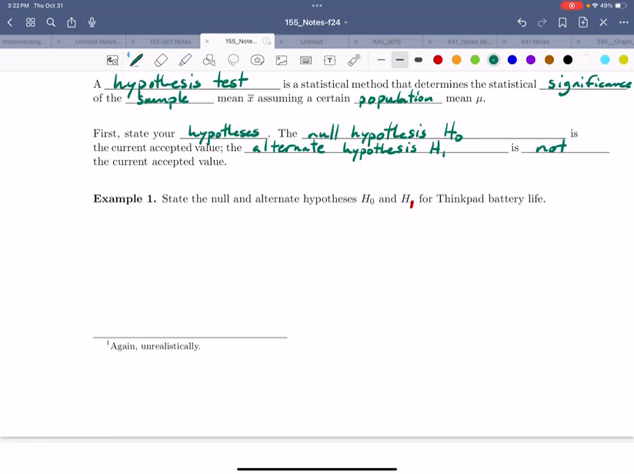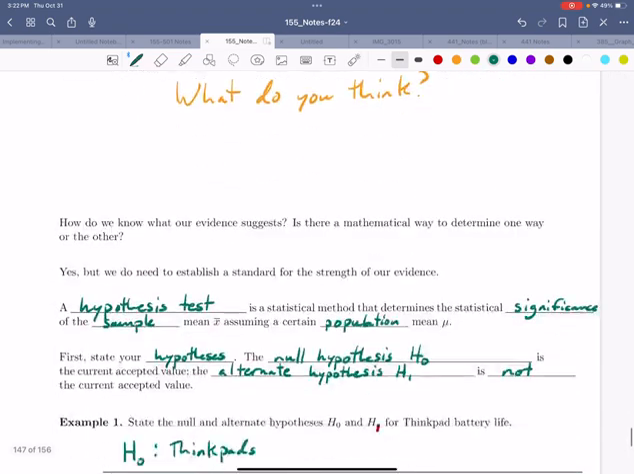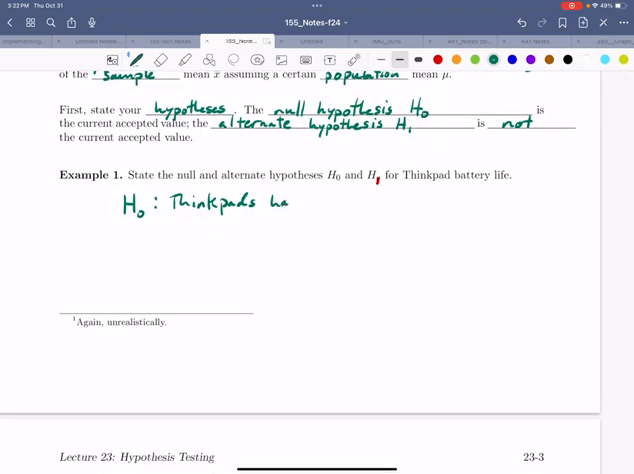So what are our hypotheses for the battery life? Well, the null hypothesis is that ThinkPads have a mean battery life mu equals 7.5 hours. Okay, standard current accepted value.